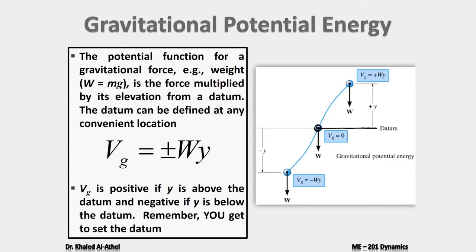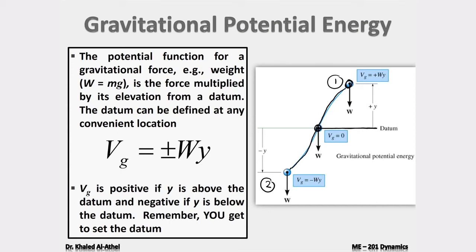So, the potential function for a gravitational force like the weight is the force multiplied by its elevation from the datum, which is the distance. For example, in this case, I have a particle on the right side. You can see here, it traveled along this curved path until it reached this point. Now, I have position 1 and I have position 2. If you are above the datum, then you have a positive potential energy. If you are below the datum, you have a negative potential energy.